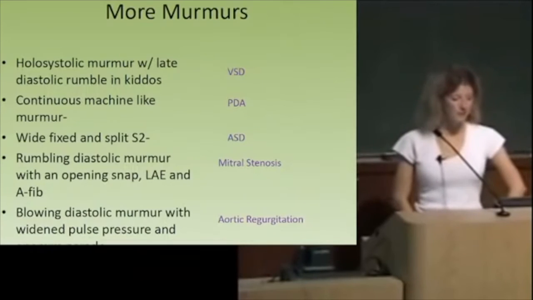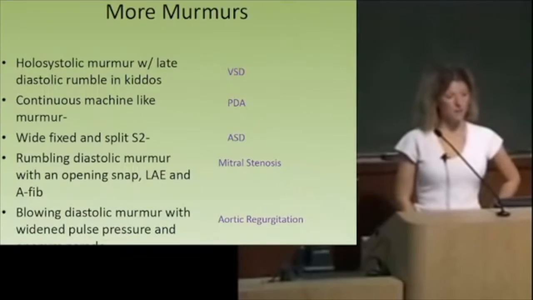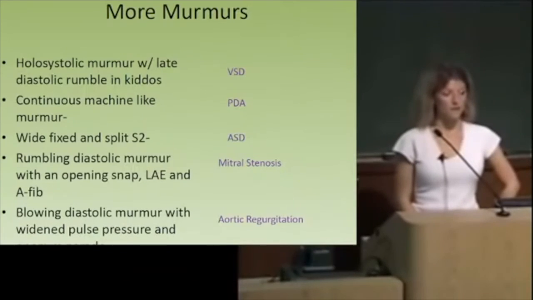And then a rumbling diastolic murmur with an opening snap. If you did an echo, you might see left atrial enlargement, and it predisposes to AFib.